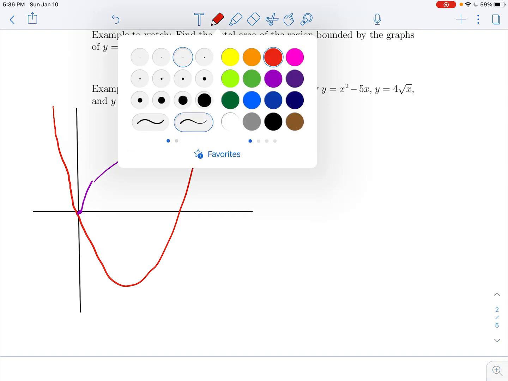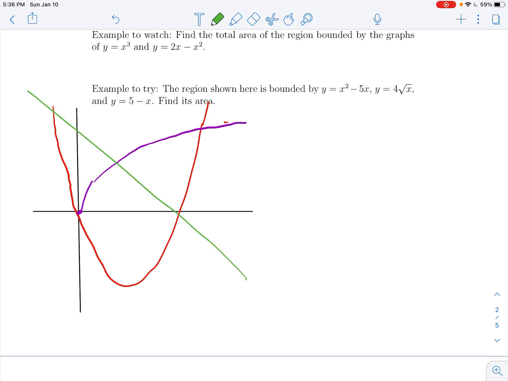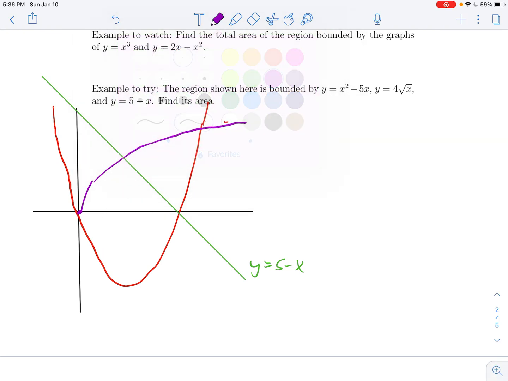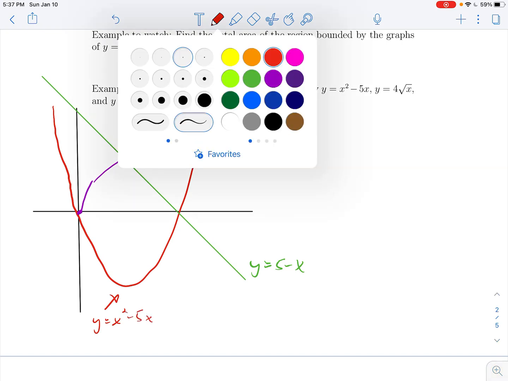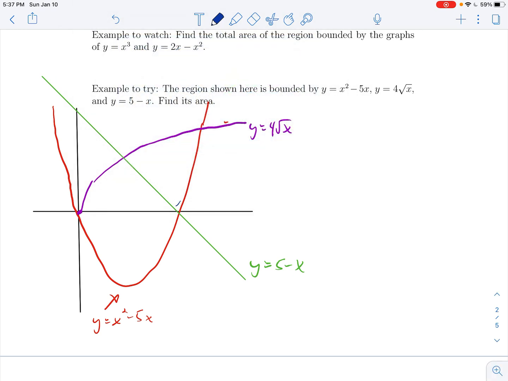And y equals 5 minus x looks like so. So here's y equals 5 minus x. Here, this purple one is y equals 4 root x. And the red one is y equals x squared minus 5x. Think to yourself and then try to do the computation. How would I find the area, say, of this region?